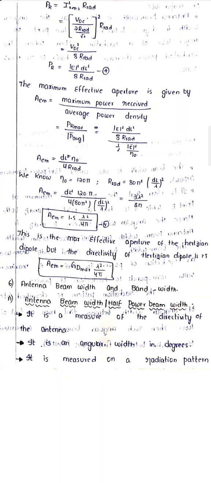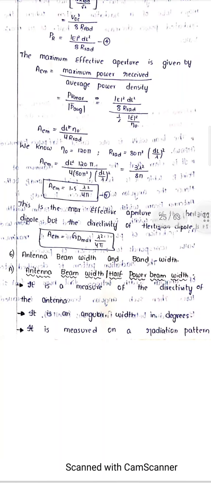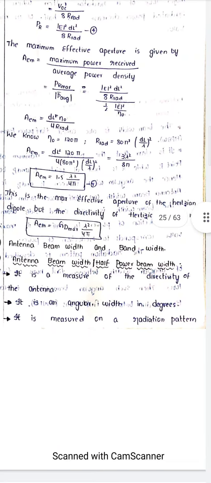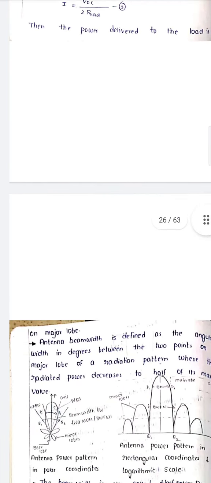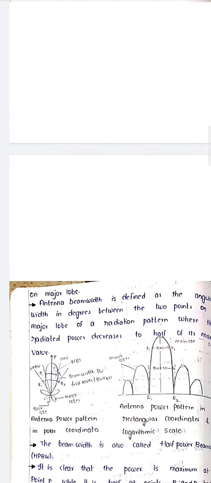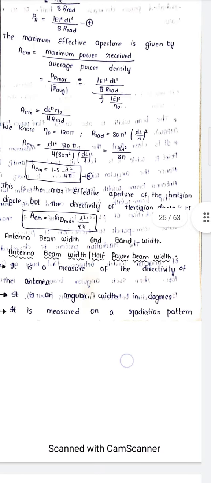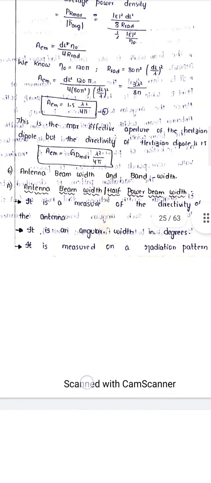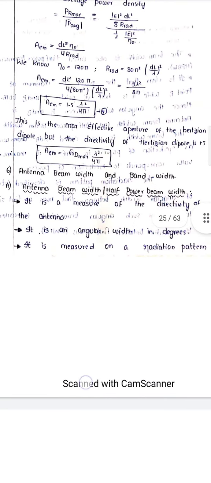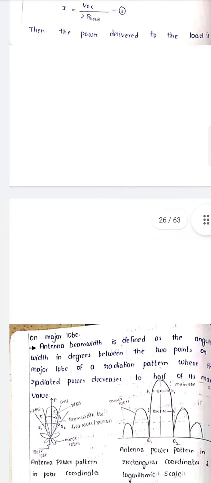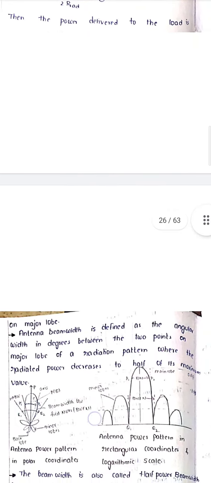Directivity of the antenna: it is an angular width in degrees. It is measured on the radiation pattern on the major lobe. I already said it is measured only on the radiation pattern on the major lobe. Antenna beam width is defined as the angular width.